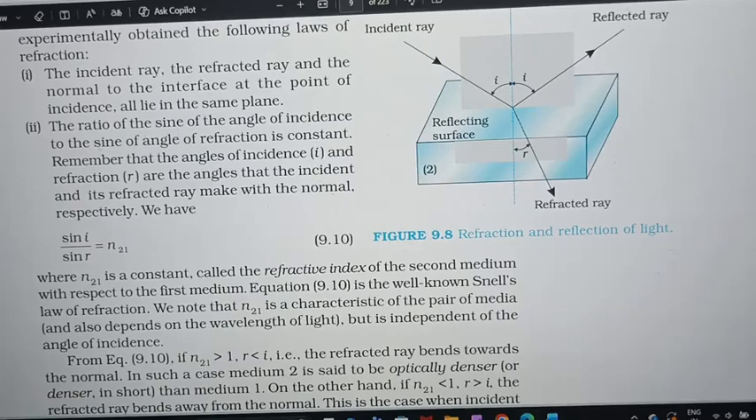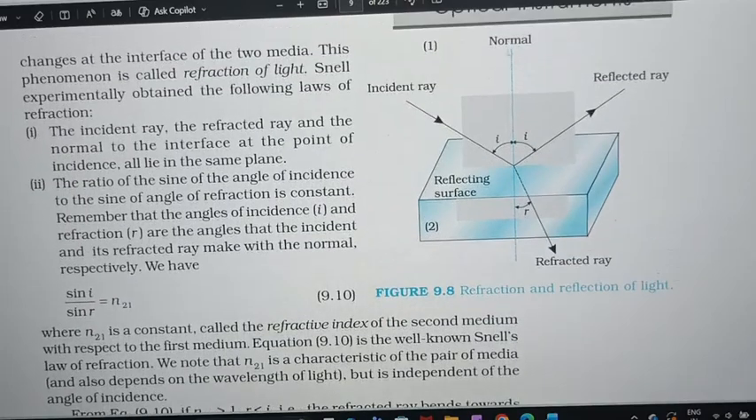Then one more law is that if you take sin i by sin r, it gives a constant value, which is n21. This is nothing but what is called the refractive index. So the sine of the angle of incidence to the sine of the angle of refraction will be constant. Remember that the angles of incidence and refraction are measured from the normal: between the incident ray and the normal, you get the angle of incidence, and between the normal and the refracted ray, you get the angle of refraction.